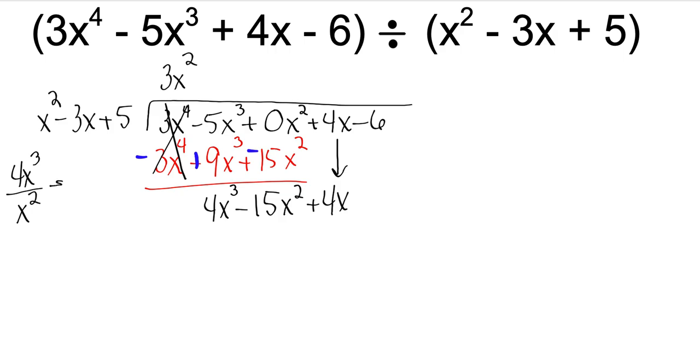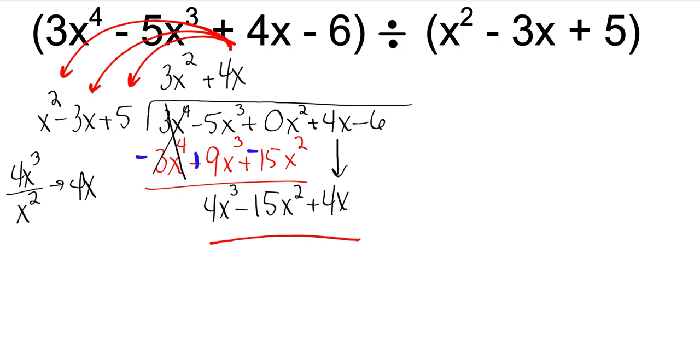That would just be a 4x, right? So that's the number that goes up top, positive 4x. And now you're going to take that positive 4x and multiply it through everything to figure out what goes here. Okay, so let's do that. We'll write it below. So 4x times x squared is 4x to the third, and then minus 12x squared plus 20x.